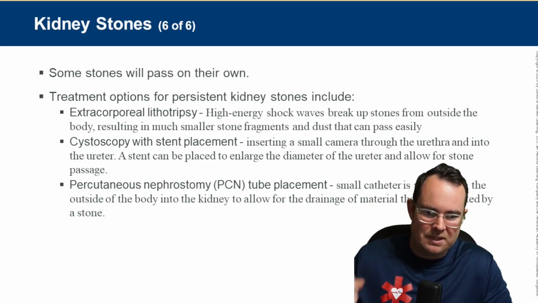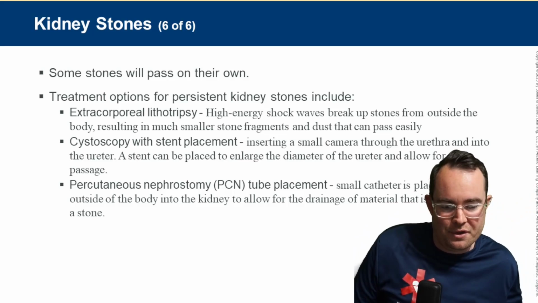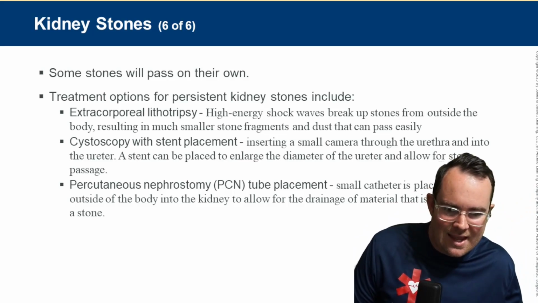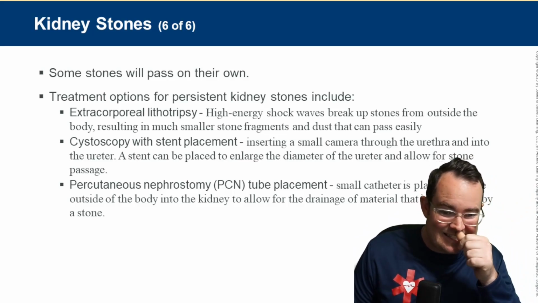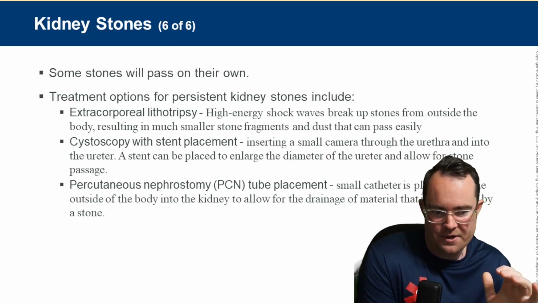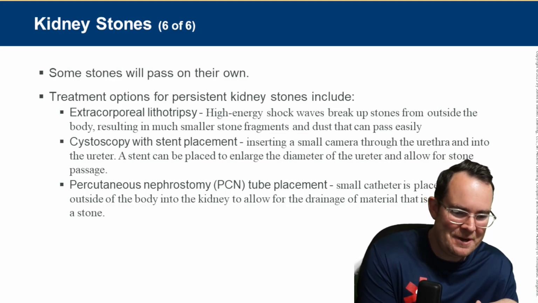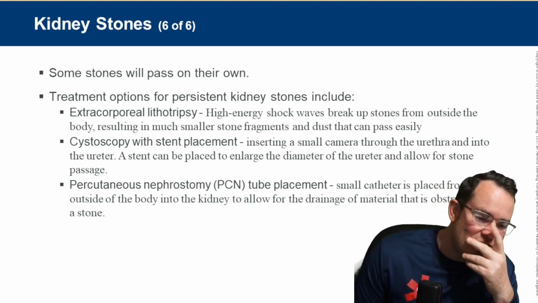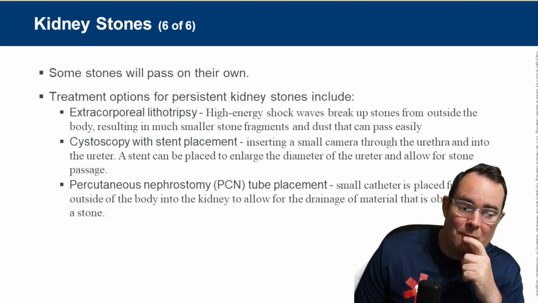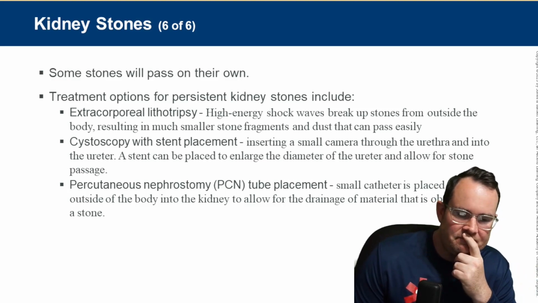Cystoscopy with stent placement. Let's look at what this one means. It says inserting a small camera through the urethra into the ureter, and then a stent is placed to enlarge the diameter of the ureter to allow for that stone to pass. Absolutely amazing. Okay, so they're trying to get that stone out. They need to find out where it's located within the ureter, and they could do that with a camera.